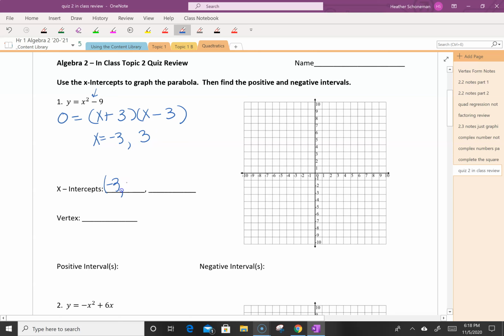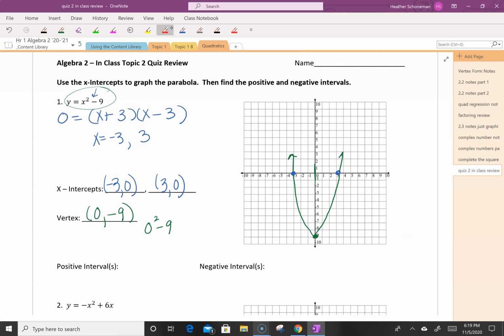So my x-intercepts are (-3, 0) and (3, 0). First of all, let's plot those points. So (-3, 0), (3, 0). The vertex is exactly halfway in between the two x-intercepts, so it's going to be 0, something. Well, to figure out what that something is, I need to put 0 back into my original equation. So 0 squared minus 9, which is negative 9. So here's (0, -9), and then here is my parabola.